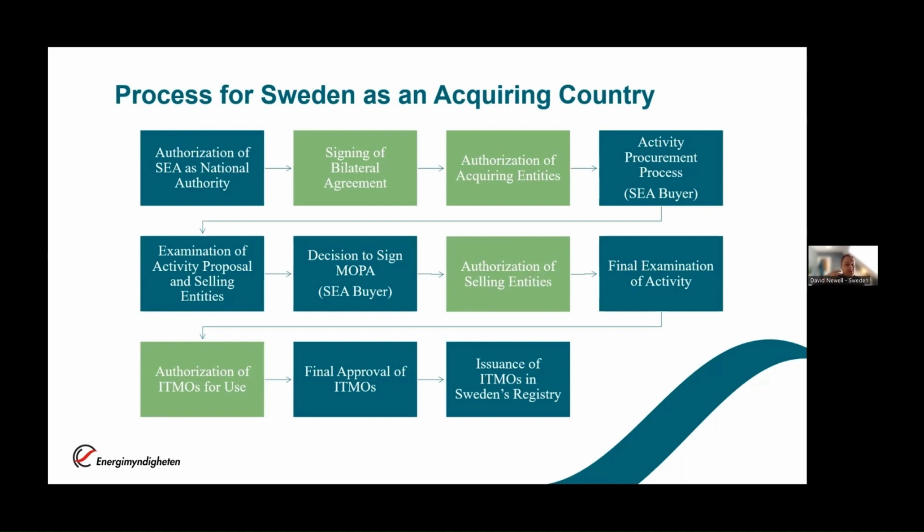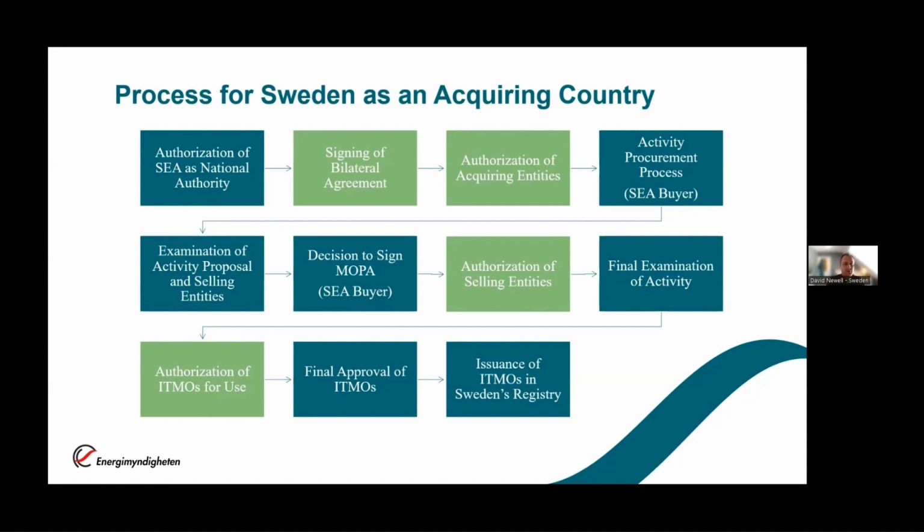And if the Swedish Energy Agency is the buyer, we make a decision as to whether to sign a MOPA with the activity developer. This decision weighs heavily into the decision to authorize ITMOs for use later. But if the Swedish Energy Agency is not the buyer of the ITMOs, then we don't need to have that step. But what we do need, regardless of who is the buyer, the Swedish Energy Agency or a Swedish company, is to authorize the selling entities. In other words, the entity or project developer in the host country needs to be approved.